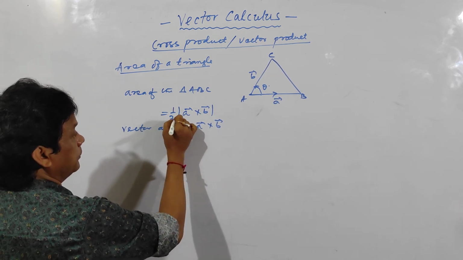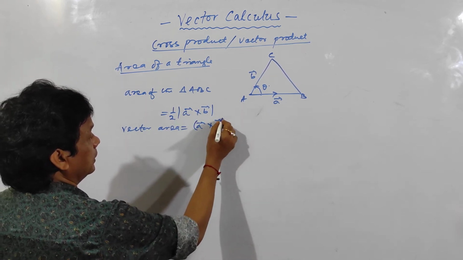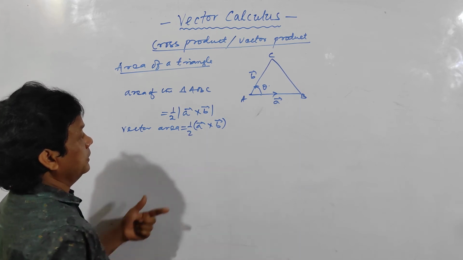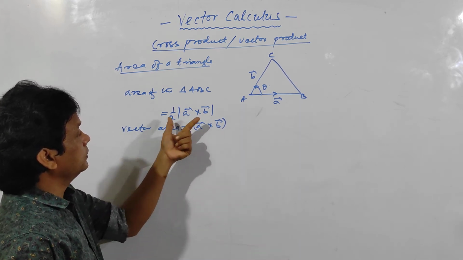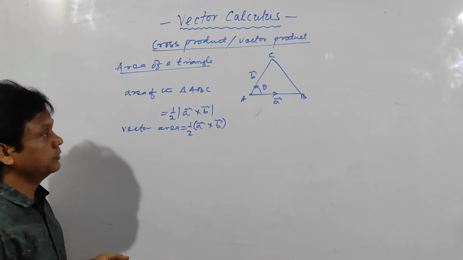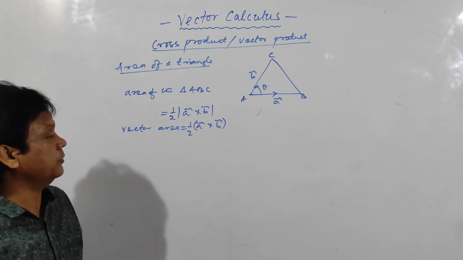Sorry, this is half of A cross B, and this is also half of A cross B. This is half of A cross B mod, and this is only half of A cross B. Okay, and this is the area of the triangle ABC.